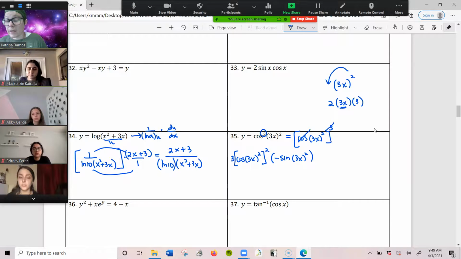Or if you prefer, apply the exponent first, right? So 3x squared, that's 9x squared. And the derivative of 9x squared is 18x.